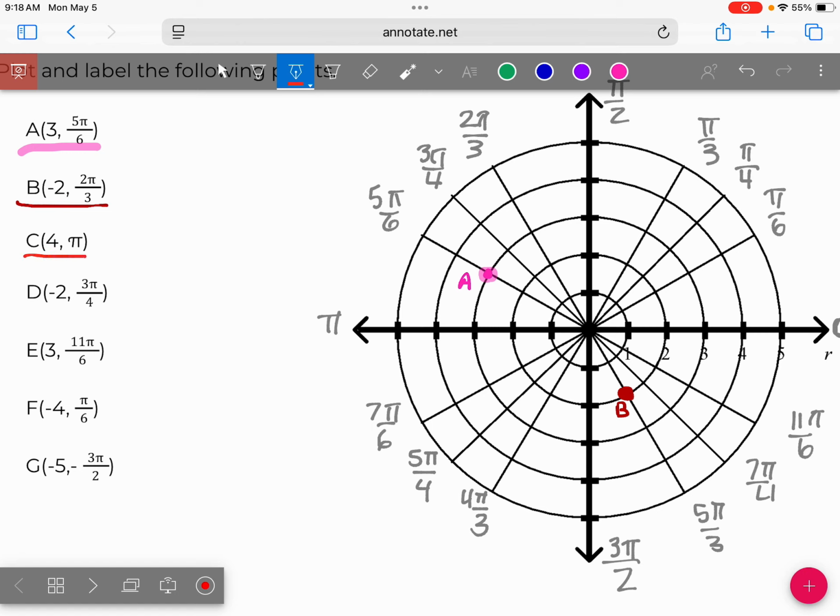C, same kind of vibe. We know our angle is pi, so we're going to be right over here on this guy here, with a radius of 4, positive 1, positive 2, positive 3, positive 4. That's how many out we go. So if we're on a positive radius, it's going to be exactly the angle we think it is. If it is a negative radius, we have to go with the opposite side. So like a vertical, like a reflection.